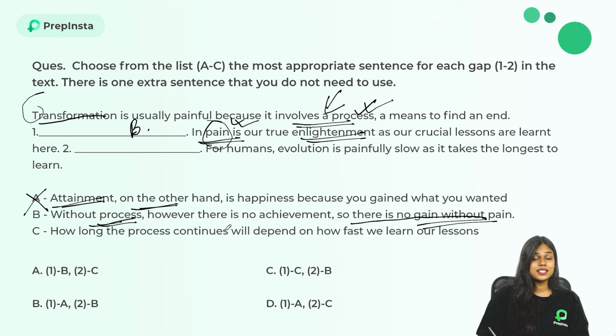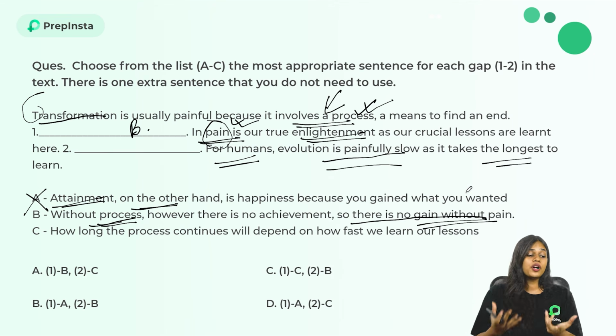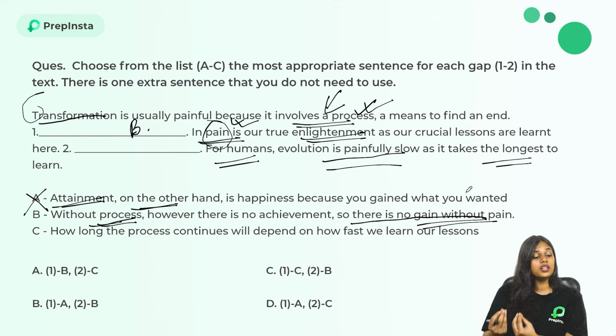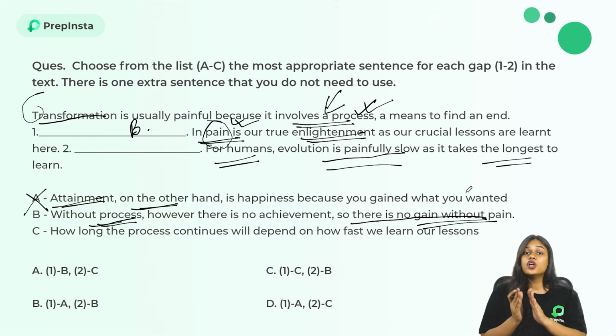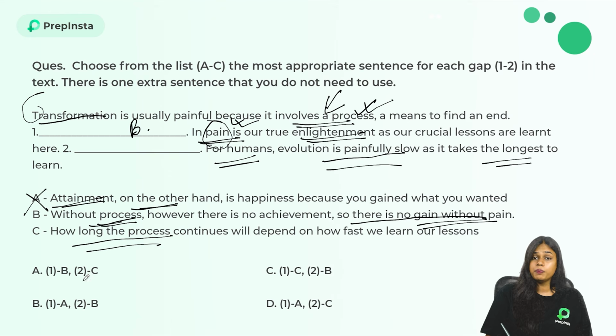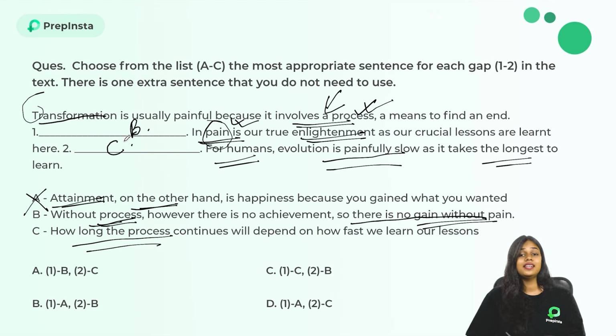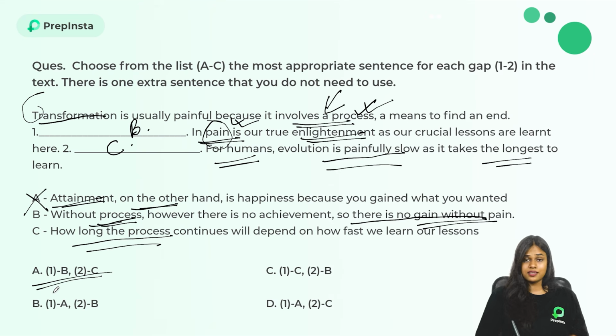How long the process continues will depend on how fast we learn our lessons. The following sentence says, for humans, evolution is painfully slow as it takes the longest to learn. So we are talking about the duration of how much a human can take in order to learn, right? And that is painfully slow. So before that, we have to introduce the term time or process or duration, and that is where option C comes into play. So we use sentence C in the second blank. So B and C becomes a chronology, and we use option A as the correct answer. All right, that is B and C.